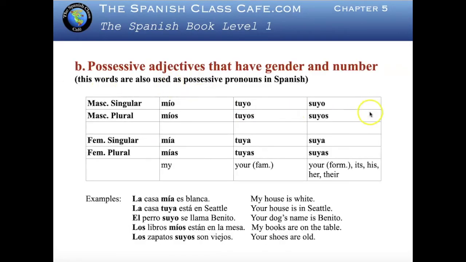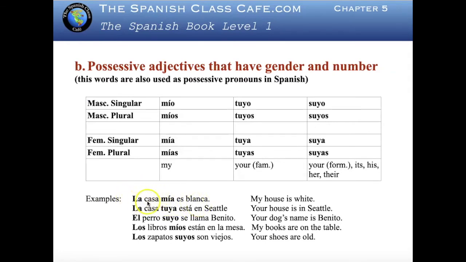This group of possessive adjectives do have gender and number, and that's why we have 4 for each of them, because we have the masculine and the masculine plural, the feminine and the feminine plural. Now, these are words that are also used as possessive pronouns in Spanish. They are used as possessive pronouns when they are not together with a noun to qualify. Right now we're looking at possessive adjectives and they're together with a noun, la casa. In this case, la casa mía es blanca.